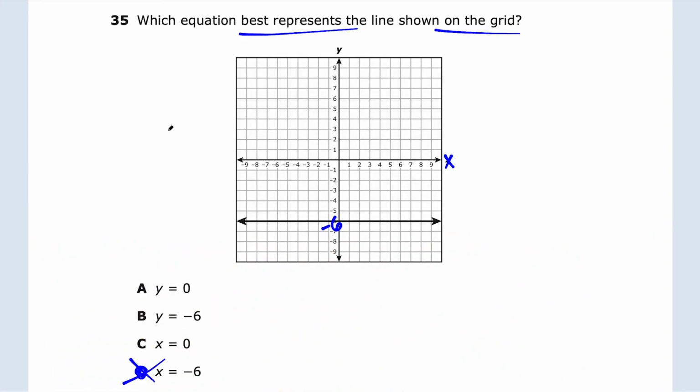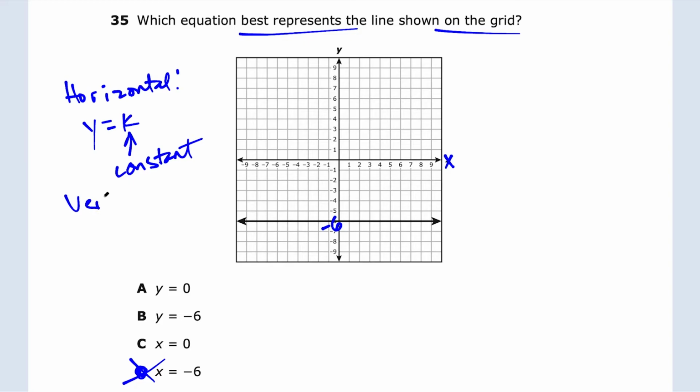What you want to think about for situations like this is you could either just memorize that horizontal lines are in the form of y equals k, where k is constant. And we could also say in the same breath here, that vertical lines are in the form x equals k, where k is constant. But another way to actually understand this is just pick out a few points.